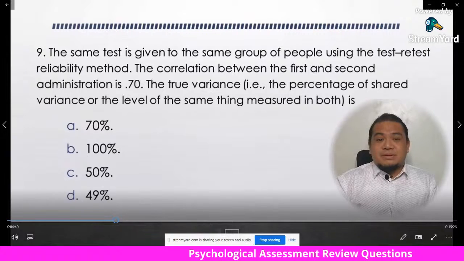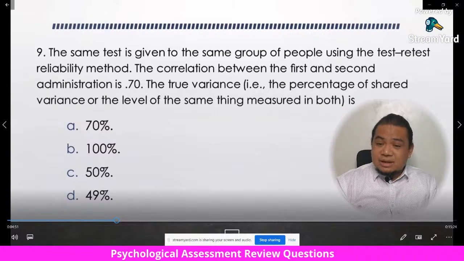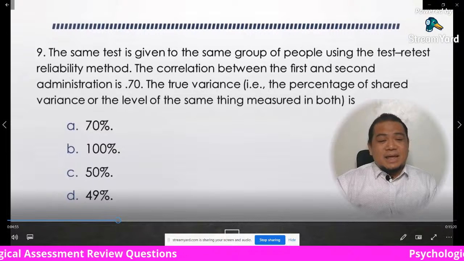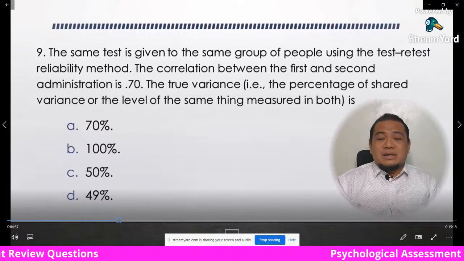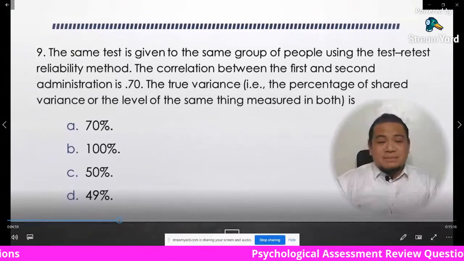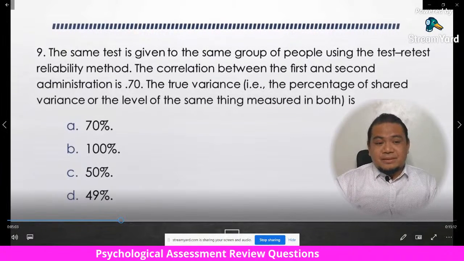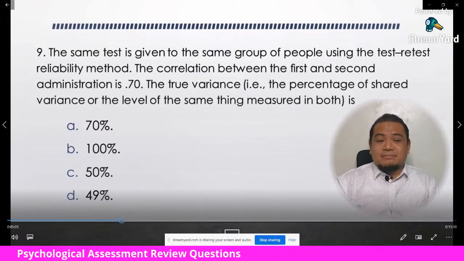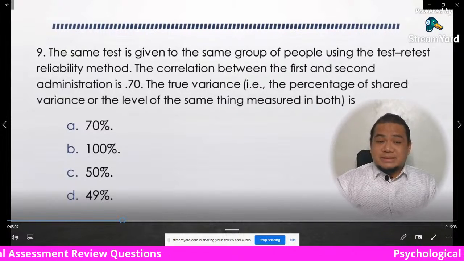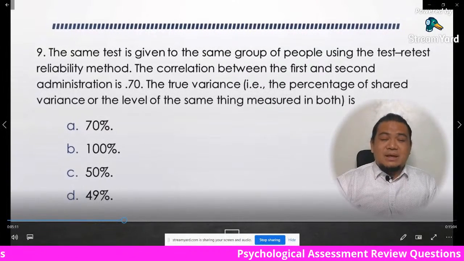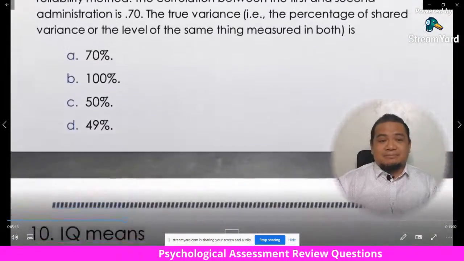Number 9. The same test is given to the same group of people using the test-retest reliability method. The correlation between the first and second administration is 0.7. The true variance, or the percentage of shared variance, or the level of the same thing measured in both, is A, 70%, B, 100%, C, 50%, or D, 49%.